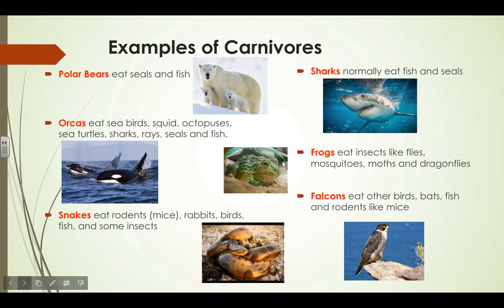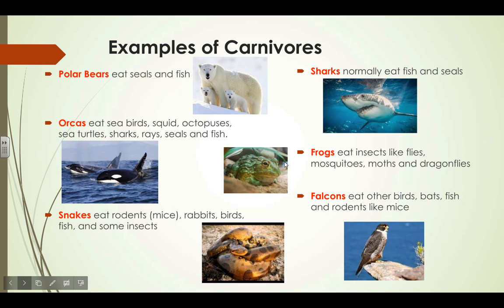Orcas, another one of Miss K's favorites. They enjoy eating seabirds, which must be awkward with feathers. Squid, octopuses, sea turtles, sharks, rays, seals, and fish. Okay. Snakes eat rodents, which is another word for mice or rats. Rabbits, birds, fish, and some insects. Sharks also, they normally eat fish and seals. Frogs eat insects. And falcons eat other birds, bats, fish, and rodents as well, like mice.